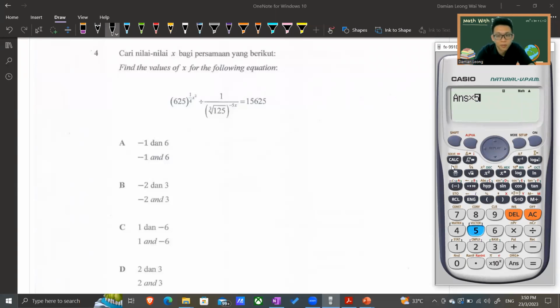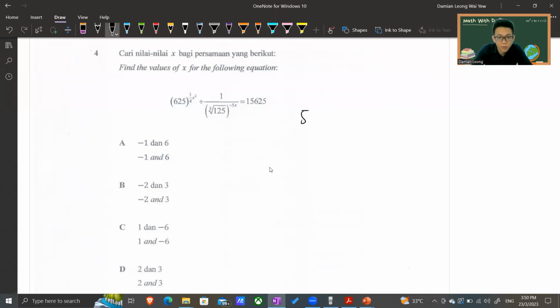Then 15625 is 5 to the power of 6. So I can change all this to 5 to the power something. So this is 5 to the power 4, then power 1/4x squared, divided by 1 over means power negative. So power negative, I can just shift it up. Okay, and cube root of 125 is just 5. So it's 5 to the power 5x equals 5 to the power 6.